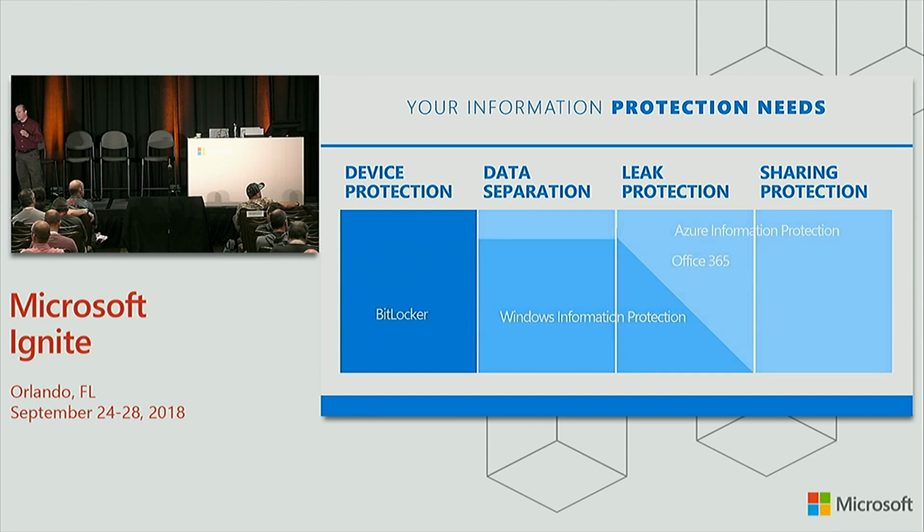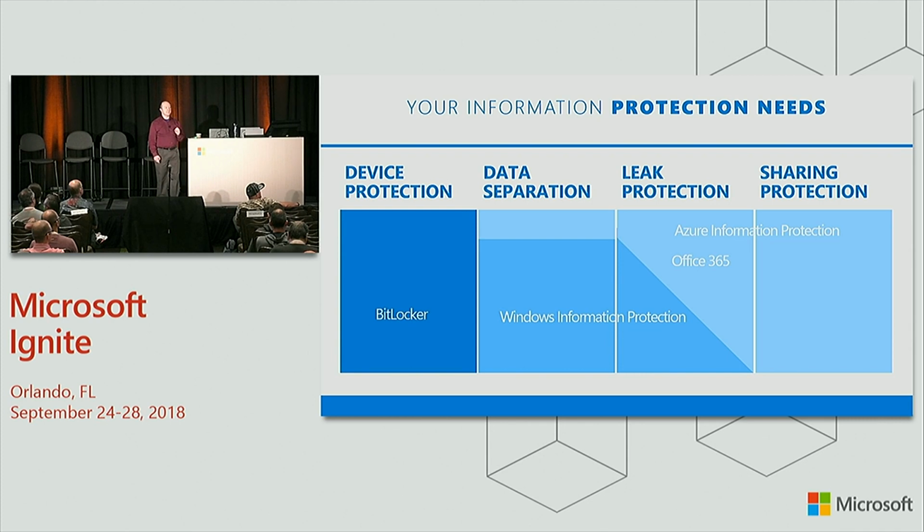On the one end, we have BitLocker. This is for the case where the mistake that was made is that they literally just lost their laptop. And on the other end of the spectrum, we've got sharing protection. And this is where the user's present, thinking very carefully about security.